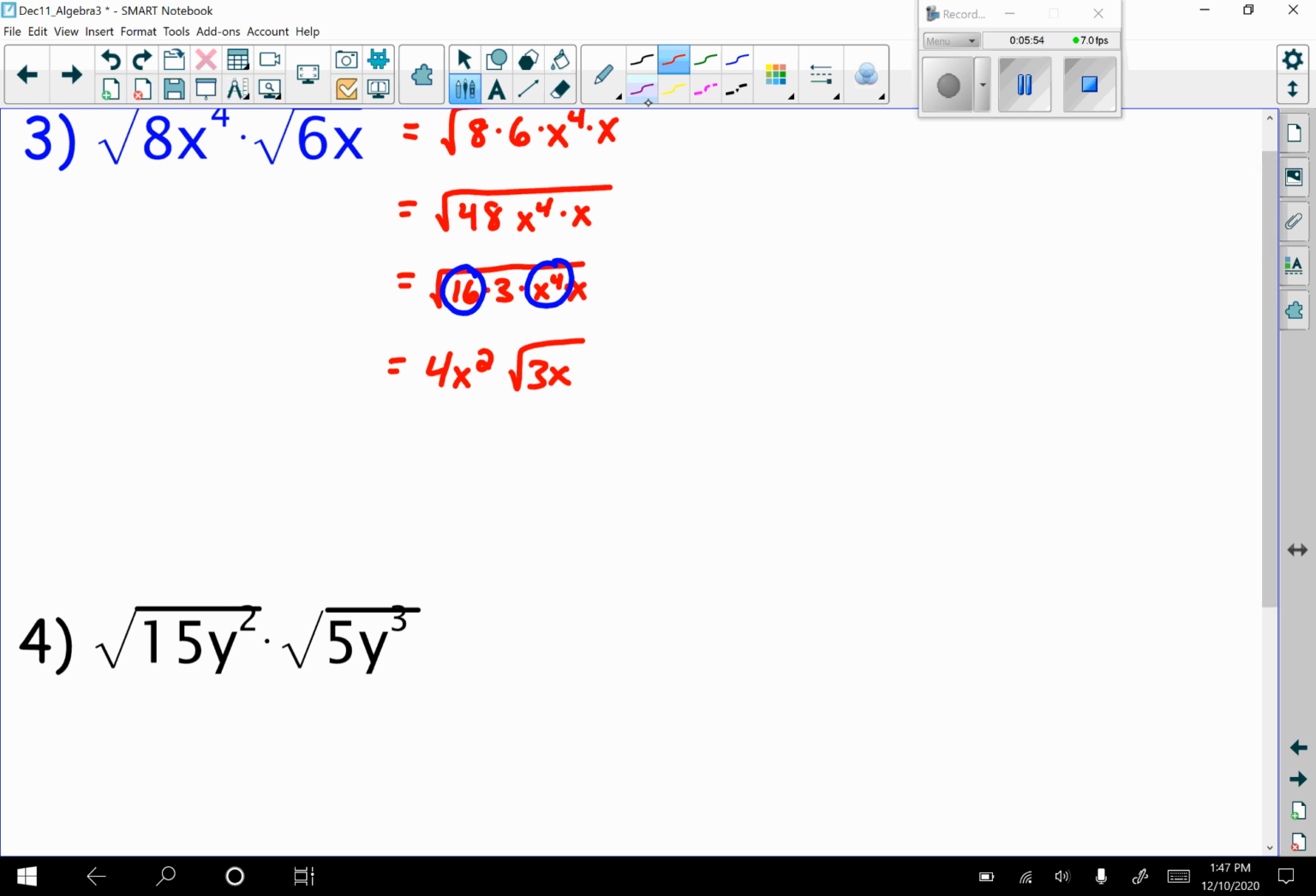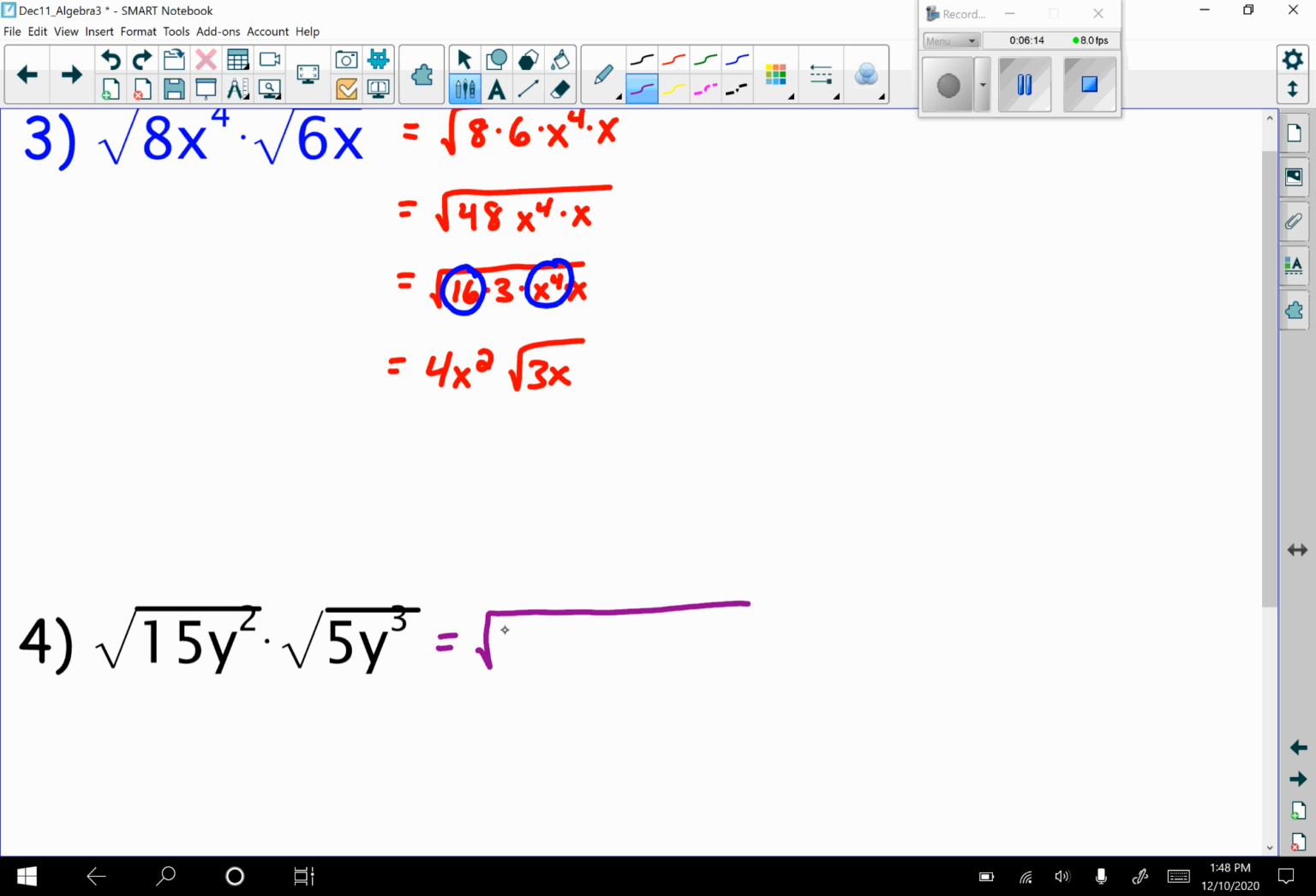So you guys go ahead and try number 4. This is radical 15y squared times radical 5y cubed. Pause the video to work this out and see what you come up with. Again, pause if you still need more time.